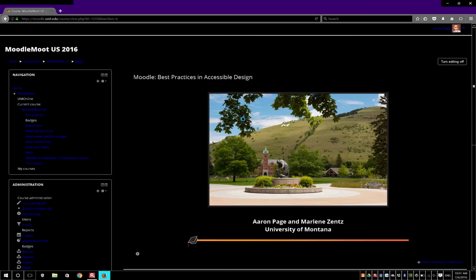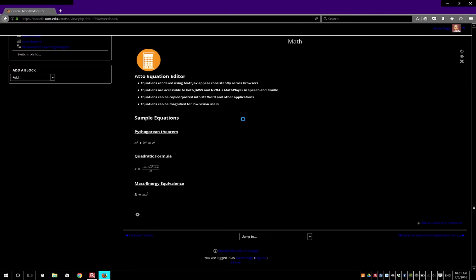Moodle colon best practice. Math heading level here. Math heading level Atto equation at sample equations heading level 4 clickable. So here's a heading where we have some sample equations. Pythagorean theorem heading level 5 clickable. So the first equation is the Pythagorean theorem. Blank. And let's hear how it reads. A squared plus b squared equals c squared. Math content clickable. A squared plus b squared equals c squared, math content.